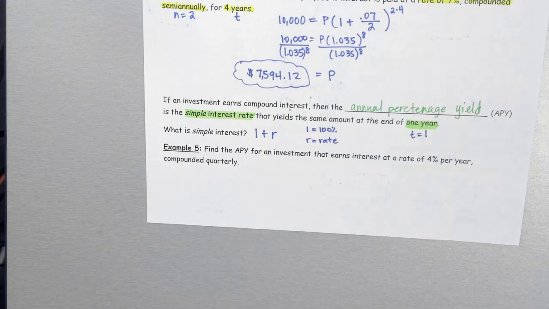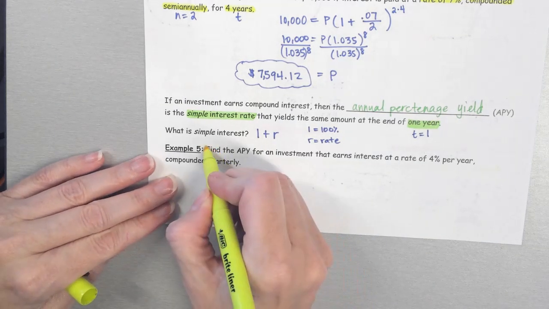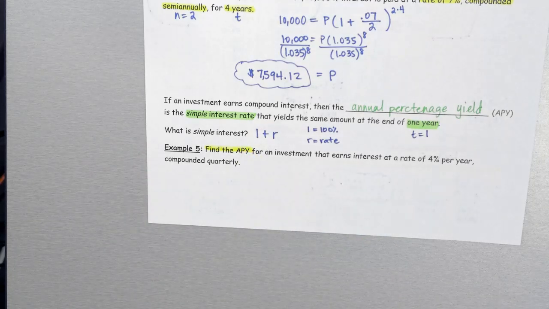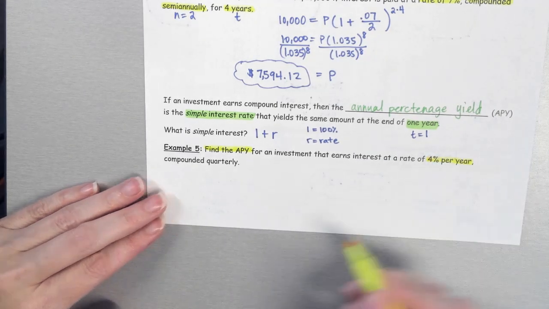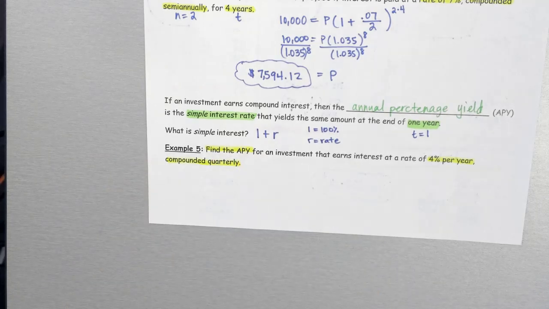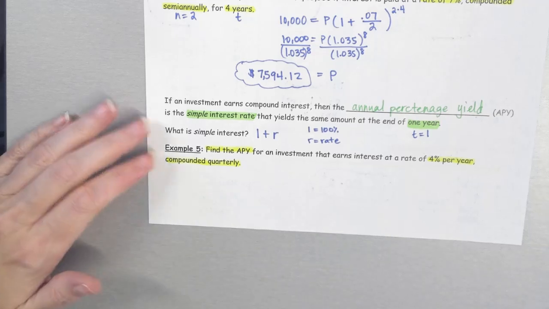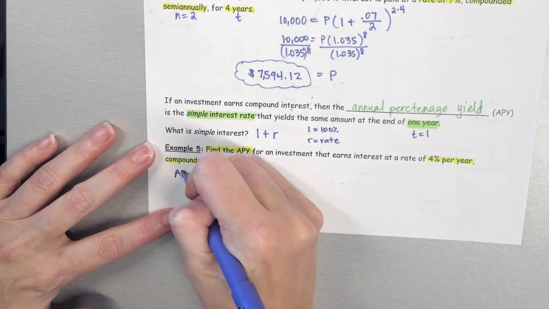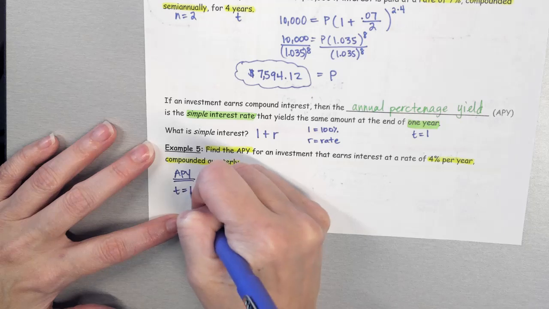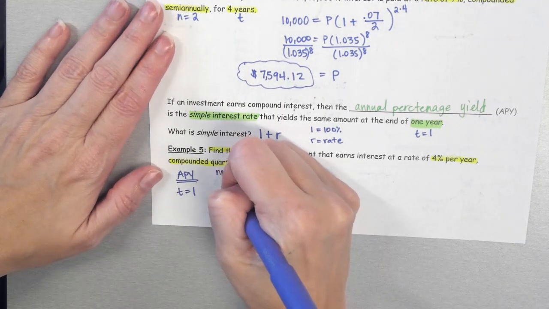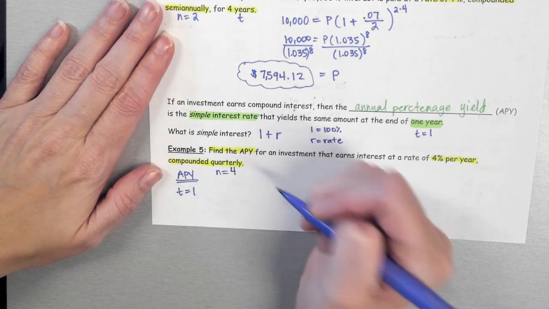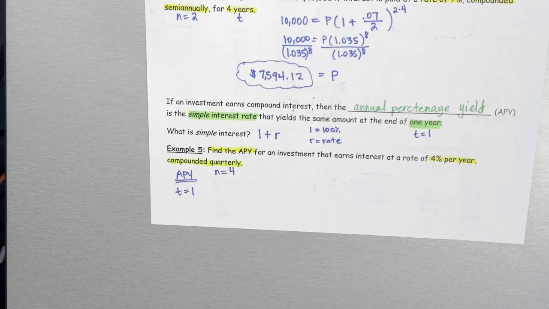So for questions that ask you to find the APY, we're going to be using the simple interest to help us with that. So find the APY for an investment that earns interest at a rate of 4% per year, compounded quarterly. Okay, so anytime it's APY, your T value is going to be 1. If it's compounded quarterly, that is your value for N. So quarterly, there's 4 quarters in a year.